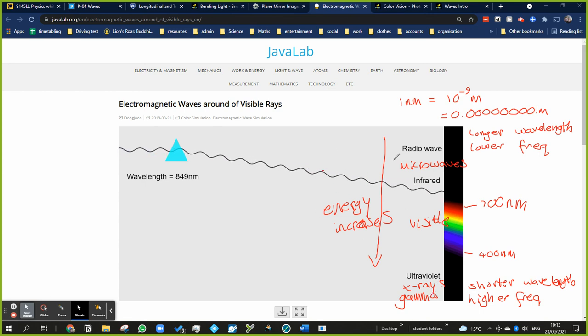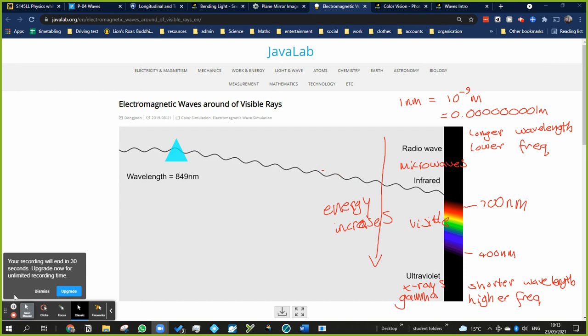This topic is linked to the Doppler effect, which we will return to when we learn about space physics. But we're not going to do that right now. Okay, so let's stop that there.